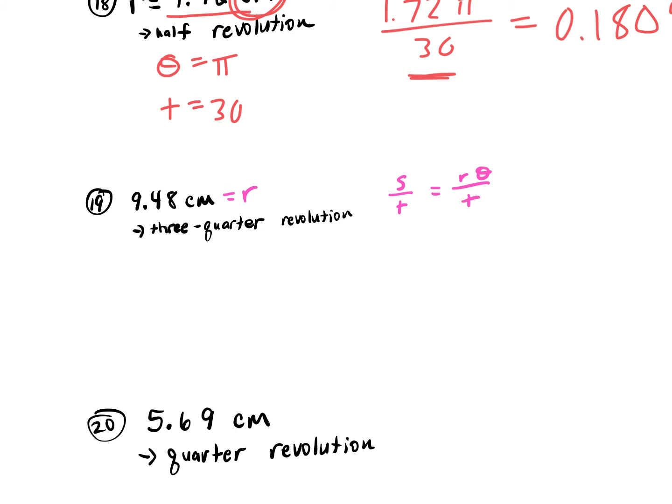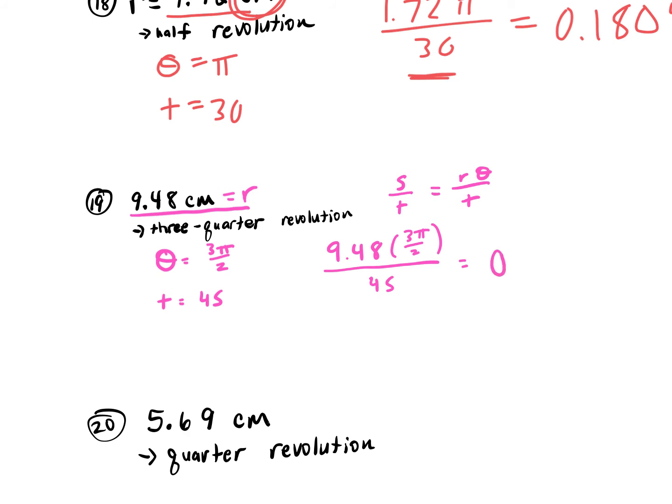So our radius is 9.48 centimeters. When we have a 3/4 revolution, what is theta? 3 pi over 2. And then what's time? 45 seconds. So I'm going to plug those three things in. So we have 9.48 times theta, which is 3 pi over 2, divided by 45. And then you can just put all of this into your calculator.